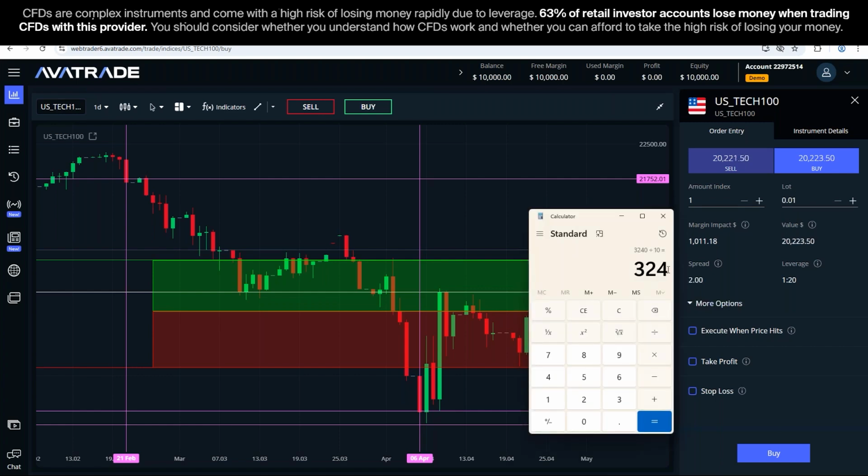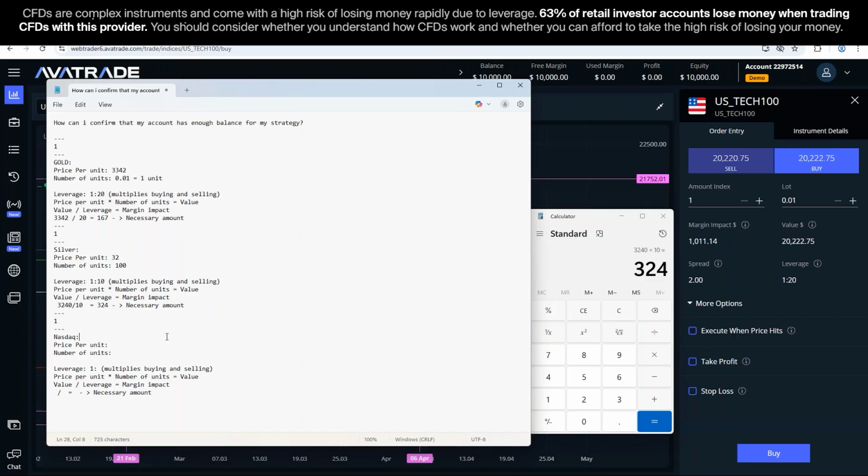This time the leverage is 1 to 20, similarly to gold. And with NASDAQ, the price per unit is 20,222. The number of units in this case is going to stay 1. So the value, which is similar to the value of the index, will be 20,222. And if we divide it by the leverage, which is 20, it gives us 1,011, which is written right here.